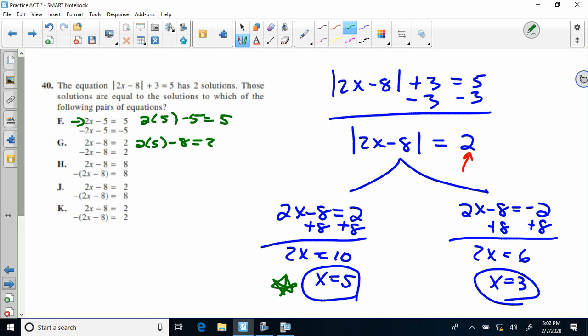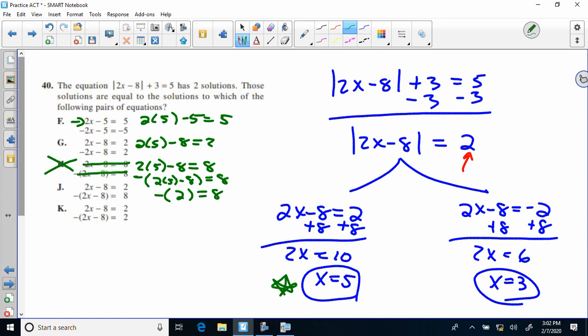On the next one, 2 times 5 minus 8 equals 8? 10 minus 8 is not 8. So it didn't work right here. But it only has to work in one equation, not both. So I have to try the next one. I plug it in the one down here, with a negative: -(2 times 5 minus 8). 2 times 5 is 10, minus 8 is 2 with a negative, and negative 2 doesn't equal 8, so it didn't work in this one. So I know H is a bad guy. It can't work at all.